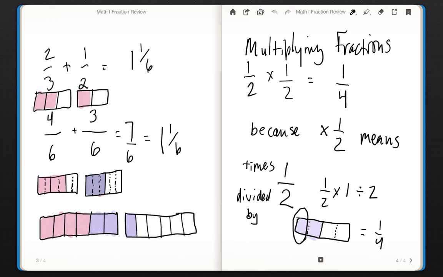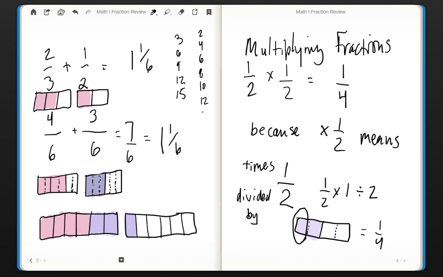Because if you think of the common multiples of 3 and 2, you have 3, 6, 9, 12, 15. Then you have 2, 4, 6, 8, 10, 12, 14. What you want to do is find numbers that they have in common, like 6 and 12. But you also want to go with the lowest common denominator, or the lowest common multiple. That's how I knew it was going to be 6.